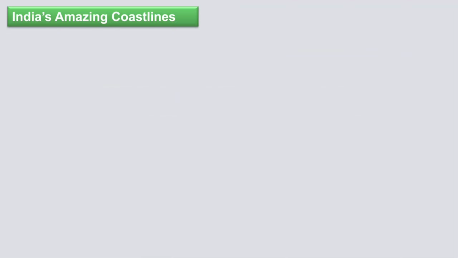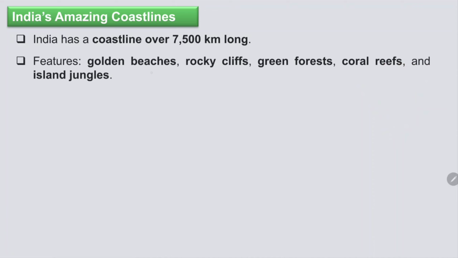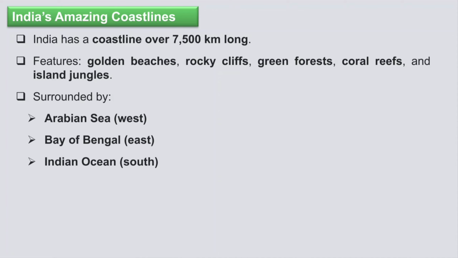Next, let us see about the Indian amazing coastline, the western coastline and the eastern coastline. So India has a coastline over 7,500 kilometers long. So this western coastline and eastern coastline, about this we are going to see now. Features like golden beaches, rocky cliffs, green forests, coral reefs and island jungles, you'll find all these things in India's amazing coastline, surrounded by the Arabian Sea in the west, Bay of Bengal in the east and Indian Ocean in the south.